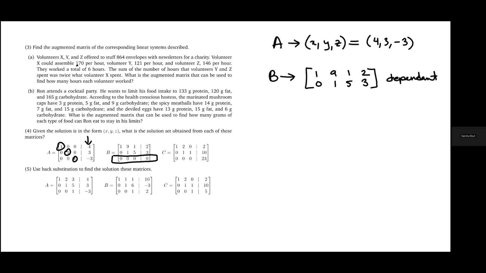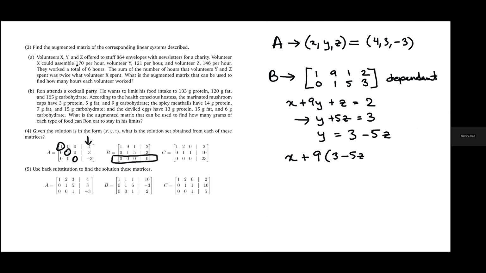And what are the equations we get from here? The first equation would be x plus 9y plus z equals 2. And the second equation is y plus 5z equals 3. So the idea here is we want to write x and y in relation to z. So from this equation, let's move z over and we get 3 minus 5z for y. Now we're going to plug that into the first equation. So we get x plus 9 times (3 minus 5z) plus z equals 2.